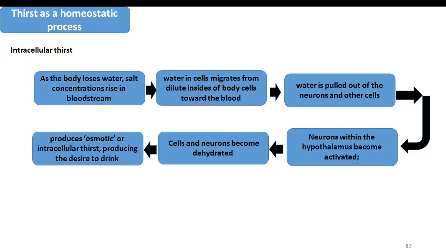So the cells and neurons become dehydrated, and this produces what we call osmotic or intracellular thirst, producing the desire to drink. So why do we discuss these two? We discuss them in the context of motivation.